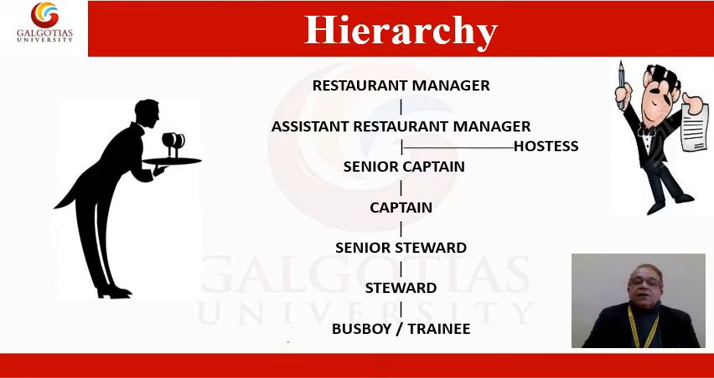Let us look at the hierarchy of a good restaurant. We have a restaurant manager, and under this we have an assistant restaurant manager. We have a senior captain, senior steward, and busboy. I have not mentioned the hostess because in the vertical hierarchy, the hostess is at the level of the steward. But for purposes of reporting, the hostess reports to the restaurant manager. That is why in the vertical hierarchy her name is not there, but horizontally on one side the hostess is placed. She reports to the restaurant manager directly.